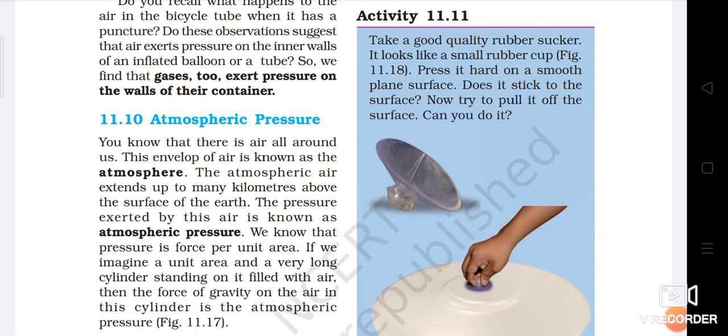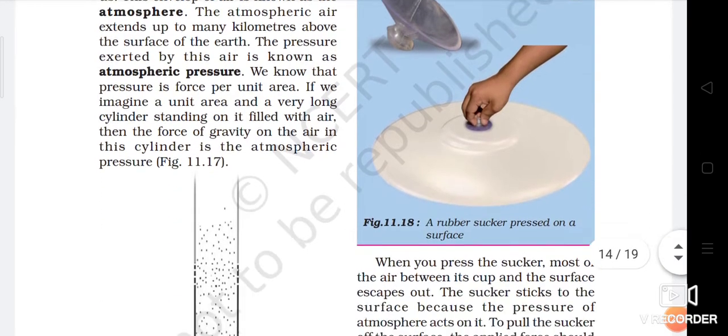You know that there is air all around us, and this envelope of air is known as the atmosphere. The atmospheric air extends up to many kilometers above the surface of the earth, and the pressure exerted by this air is known as atmospheric pressure. We know that pressure is force per unit area. If we imagine a unit area and a very long cylinder standing on it filled with air, then the force of gravity on the air in the cylinder is the atmospheric pressure.